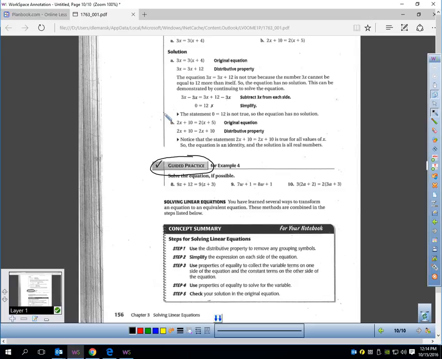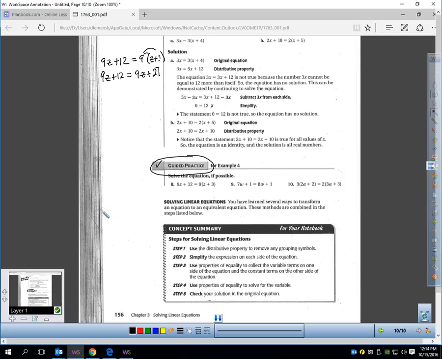So you notice for number 8, let me write it up here, 9z plus 12 equals 9 times z plus 3. All right, I have variables on each side of the problem, and you notice on the right side I have to simplify. So let's distribute first. So I have 9z plus 12 on the left, and I have 9z plus 9 times 3 is 27 on the right. Do you notice how I have variables on each side of the problem?